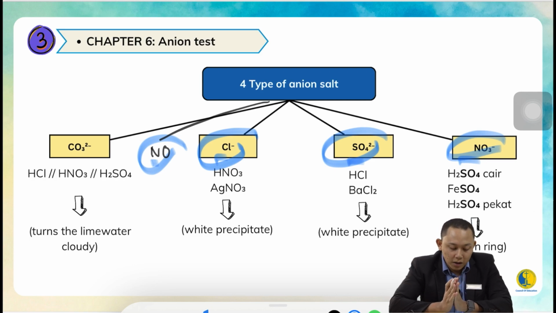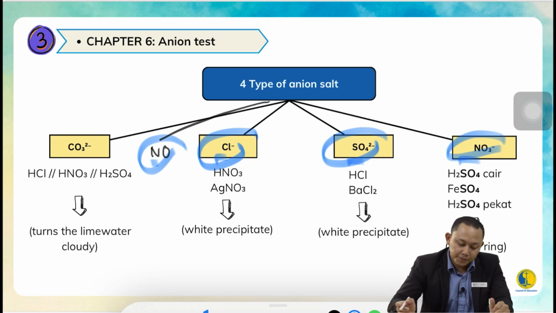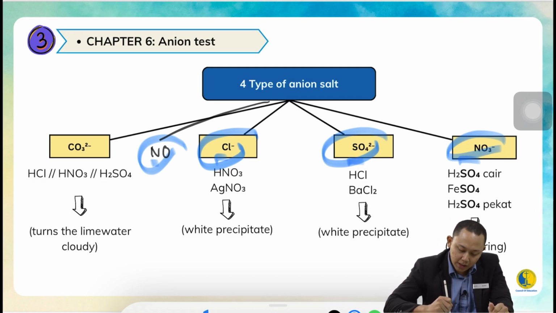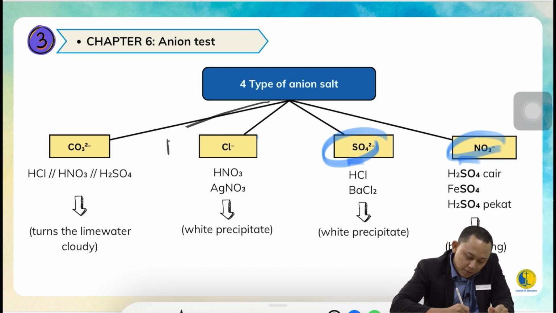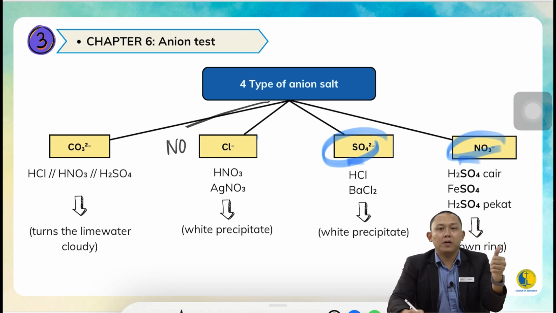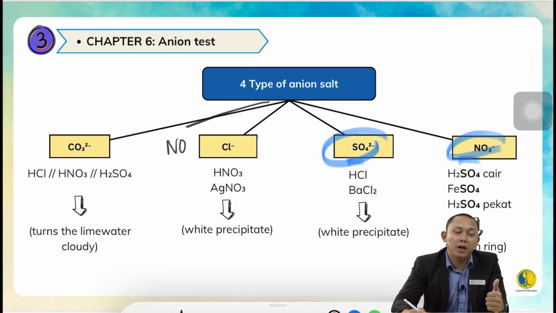Why I arrange the anion like that? Because later on I will explain why. Let's say you want to test the presence of chloride ion. So first of all, for the test of anion, you need to add acid. You need to put an acid into your unknown solution.